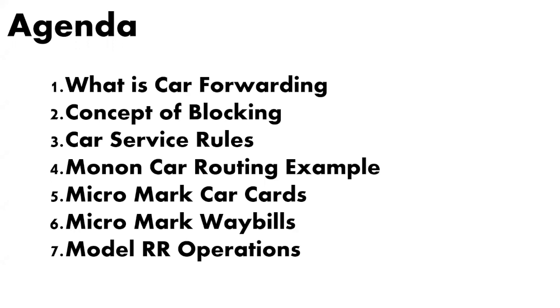So, getting right into it, our agenda: we're going to talk about what is car forwarding, the concept of blocking that is used on the railroads, a little known topic about car service rules, with an excellent example about a Monon car routing that I think you'll find interesting. Then we'll talk about setting up the actual car cards, the waybills, and then how to use them in model railroad operations.